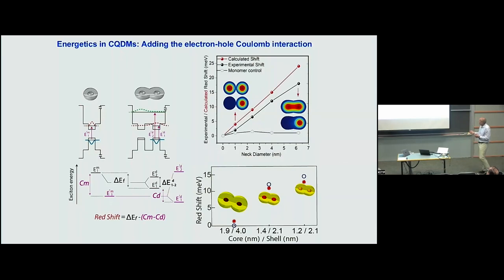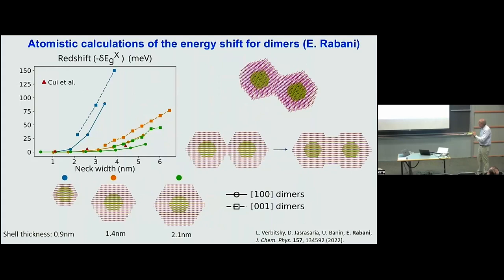Also, we can reproduce the redshift from experiment versus this calculation for the neck filling effect, which I just discussed. Now, that's the hybridization effect. A much better and more elaborate calculation was done by Eran Rabbani, guiding Leo Verbitsky, who did his master's degree in Jerusalem, actually, at the time.